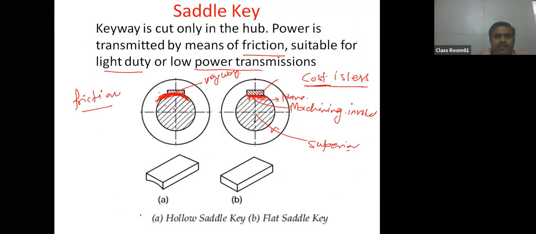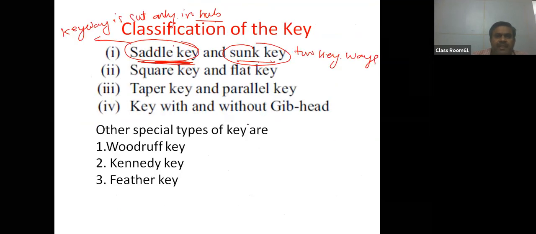Okay. So we are working on how many types of keys there are, what the classifications are. One is saddle key, one is sunk key. Sunk key is suitable for high power transmission, saddle key for low power transmission. Cost of saddle key is less, cost of sunk key is more. And one is square key and flat key.